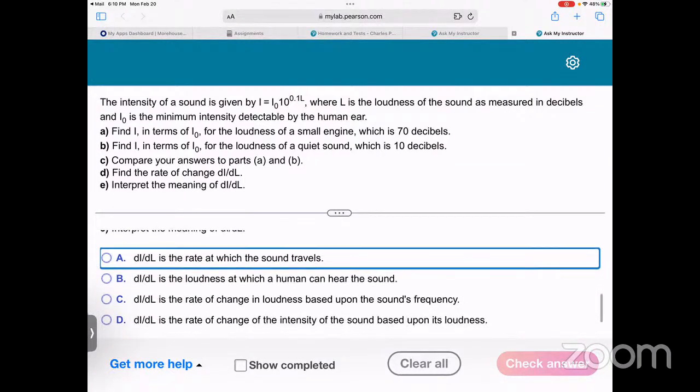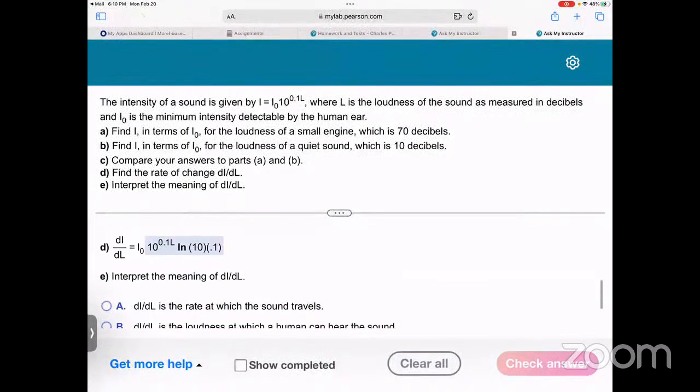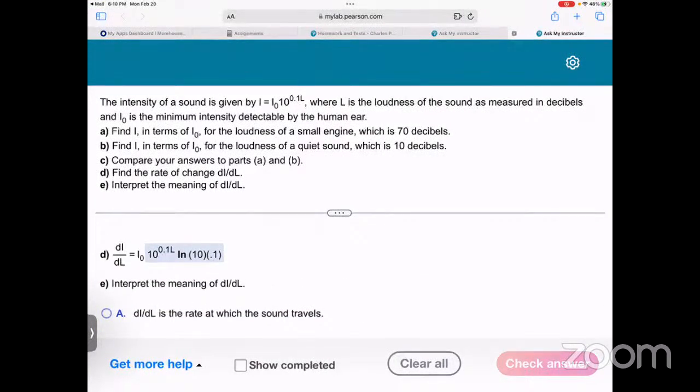Professor? Yes. How'd you get D? D, right? So we took the derivative. We treat I like a constant, so that constant just kind of goes out in front. That's why they already gave us the I sub 0, right? And then we're really just taking the derivative of 10 to the power of 0.1L.